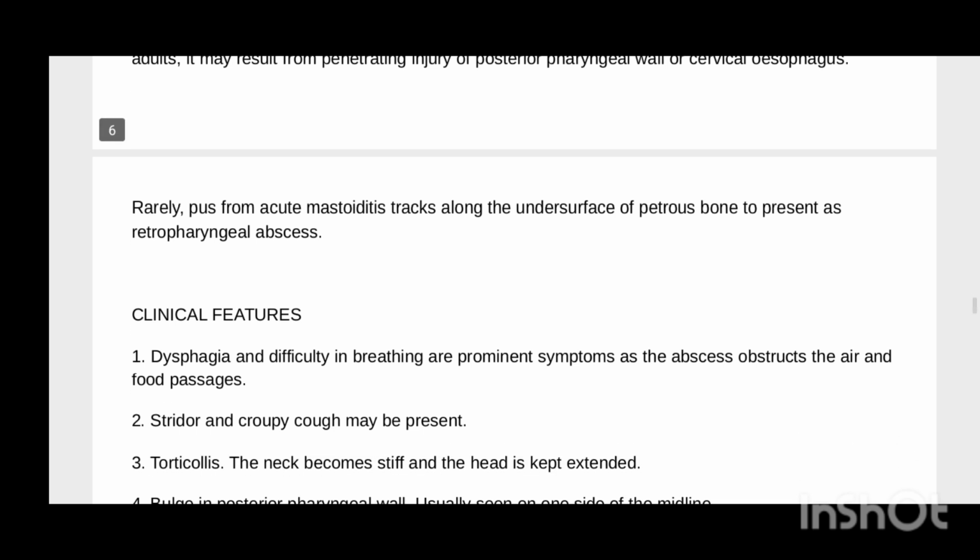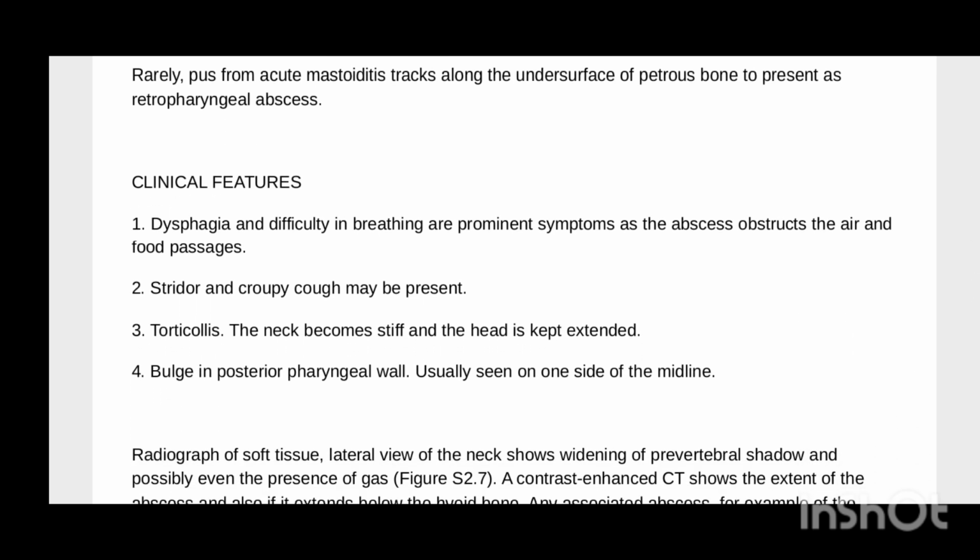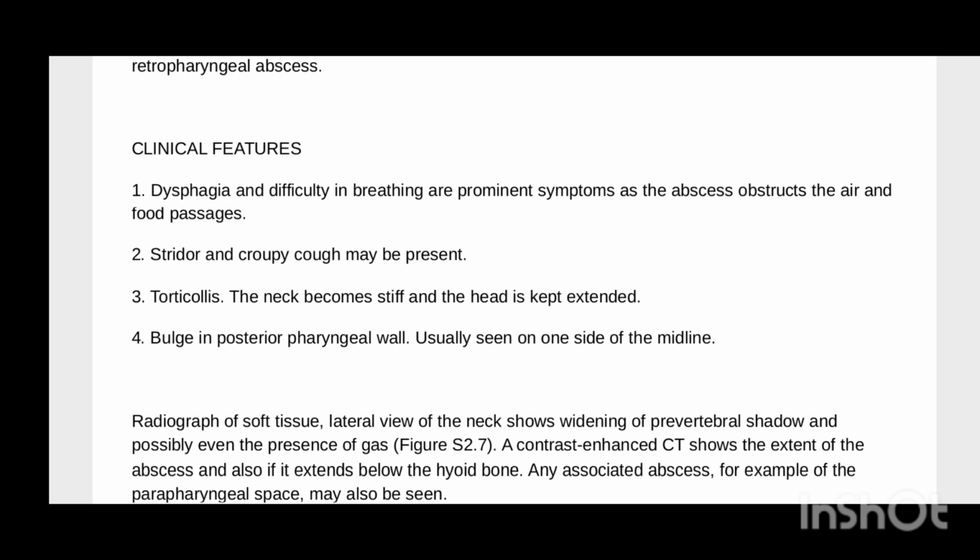And what are the clinical features of the acute retropharyngeal abscess? The patient has dysphagia, marked difficulty in breathing, and prominent symptoms of abscess formation. If we notice, there is a stridor and croupy cough, which are very prominent features. There is also torticollis, where the neck becomes stiff and remains extended.